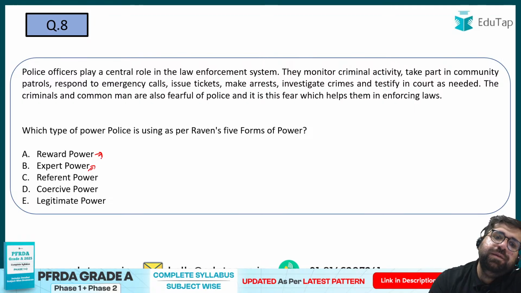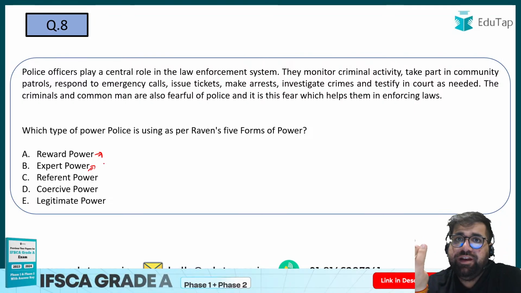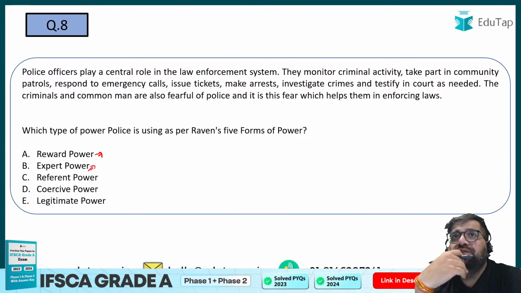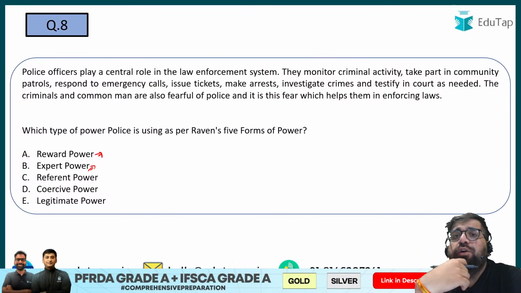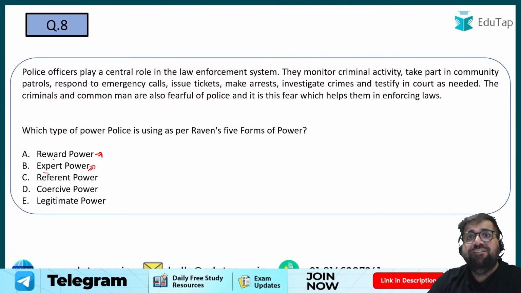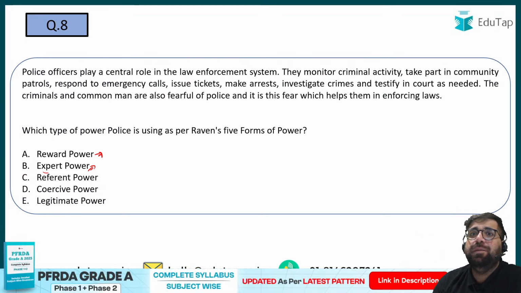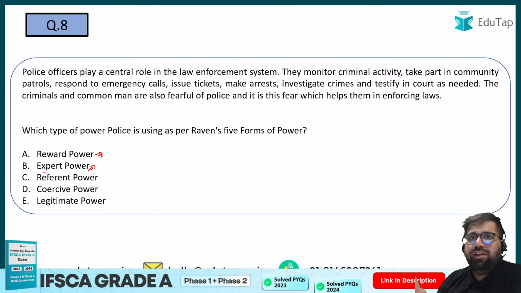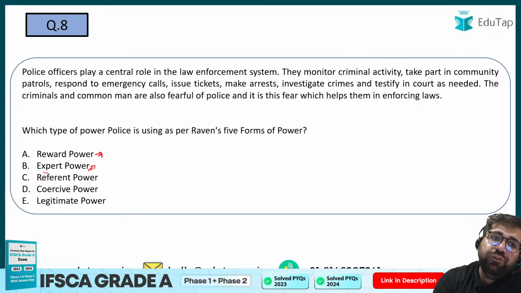Expert power basically means that you are an expert of that particular field. For example, you talk about chartered accountants, doctors, lawyers. Why do you listen to them? Because they are experts in their respective fields. So you listen to them, and definitely they have that particular power, so they can give you commands also. For example, you will never debate with a doctor, like, why doctor, you are doing this to me? The doctor says and you do it. Simple.